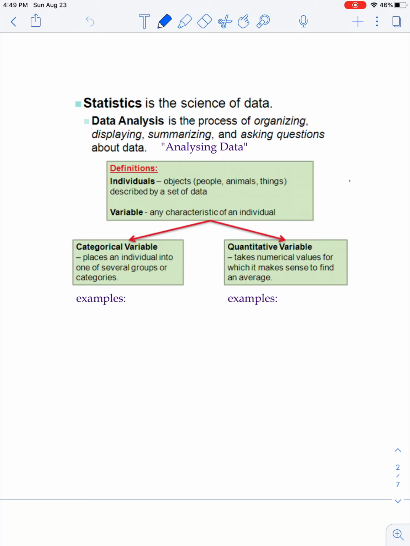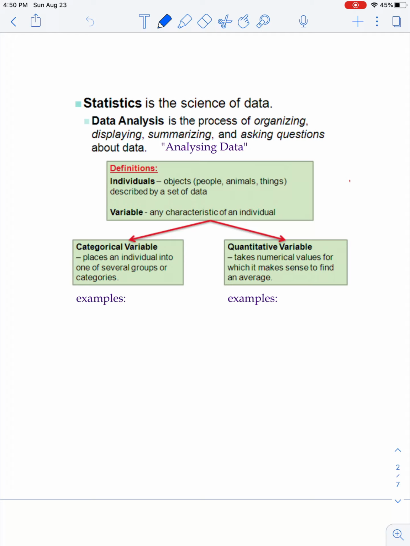Definitions. Okay, so let's talk about an individual. An individual is an object described by the set of data. And that object can be a person, it could be an animal, could be cars in the parking lot, could be fish in the pond, could be people sitting in a math class, or it could be people sitting in C building. It could be schools in the United States. So it's the object that's being described. That's the individual. The variables are the characteristics of those individuals that are being described.